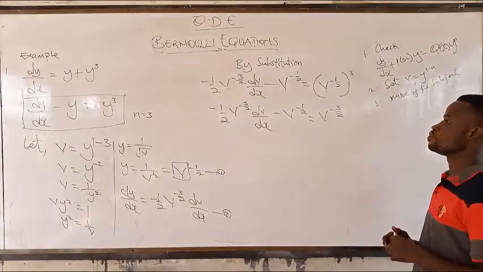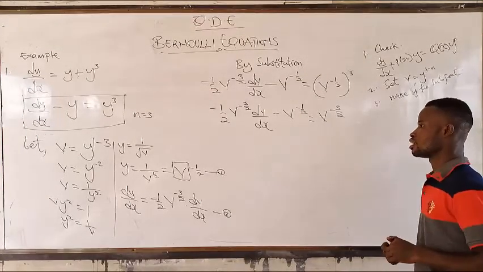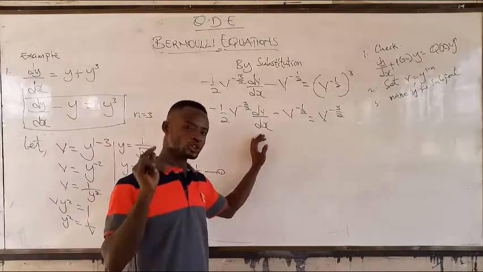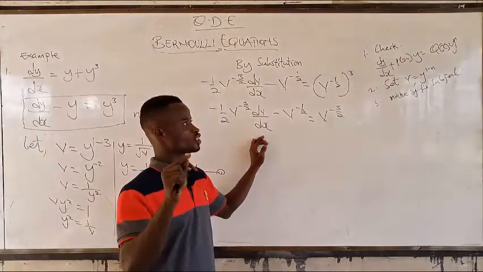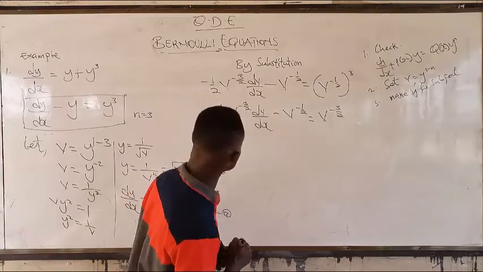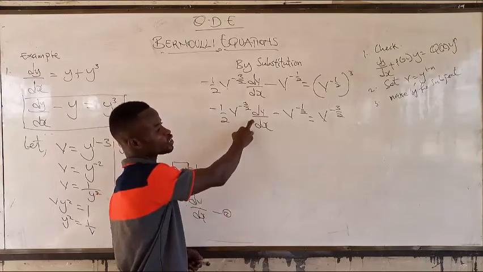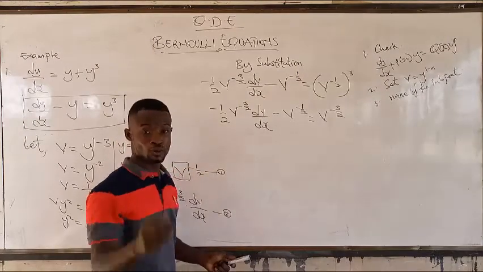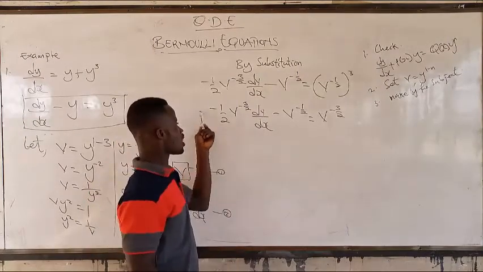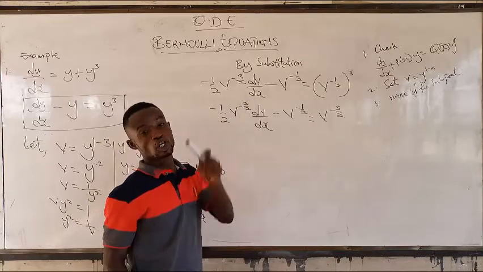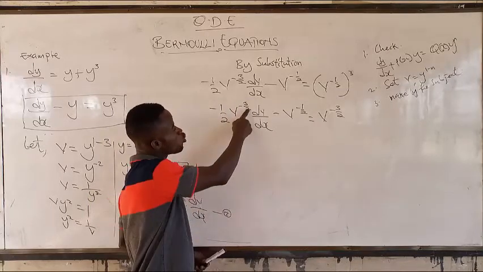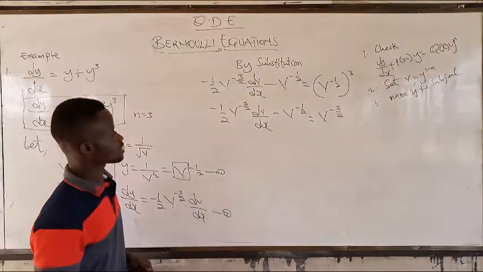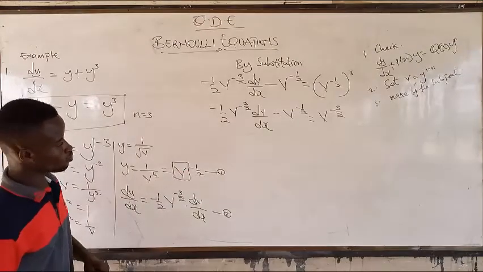Therefore, you are aware that for you to make it a linear differential equation, the coefficient of the derivative, which is dv/dx, should be 1. So everything here must go. We have to undo whatever is here. Alright? So for us to undo it, what do we have to do?